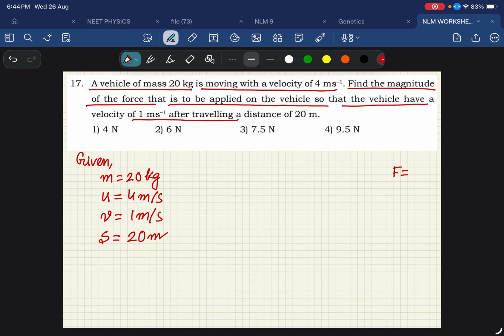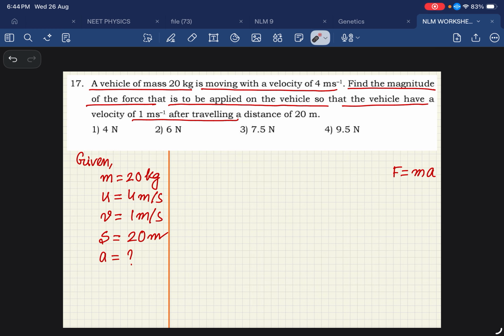Now since force is equal to mass into acceleration, mass is given, but acceleration is nowhere mentioned in this question. That's why we are to find the acceleration. From whatever information is given, how can we find the acceleration? Whenever some variables are given, looking at the variables we can find which equation of motion to use. U, V, S and A given, that means we are to use the third equation of motion.